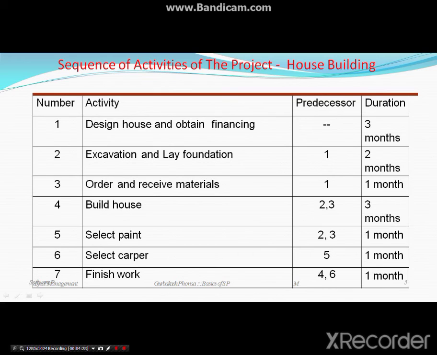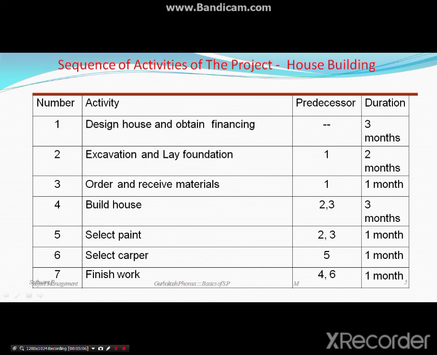Ordering and receiving the materials takes 1 month. Building the house takes 3 months. Selecting the paint and painting takes 1 month. Carpentry takes 1 month, and finishing work takes 1 month. So these are the activities on the left side, and the duration is given to you. The predecessor activity I will discuss further. The activity number is given to you, 1 to 7.